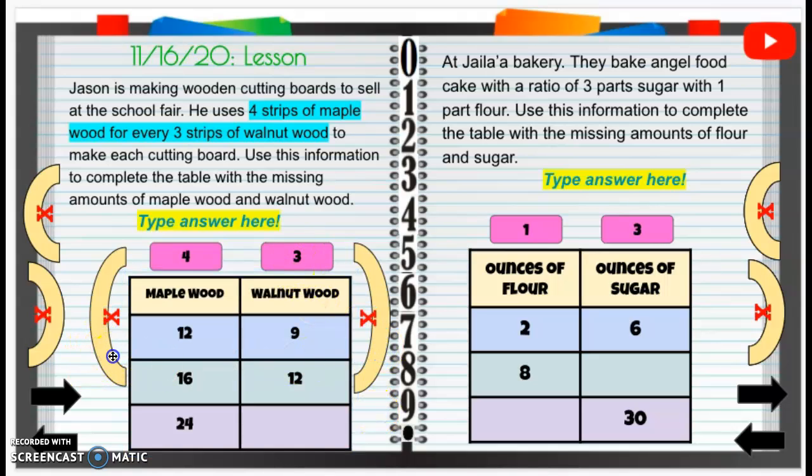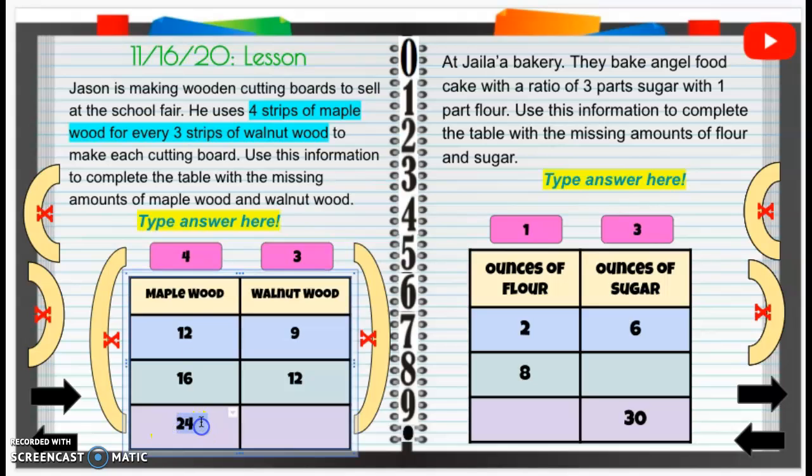Now we're going to extend our noodles all the way to the last row. All right, so 3 times what equals blank? Oh, we're going to have to look at the other side because this is a blank. So let's say, okay, 4 times what number equals 24? Well, I know 4 times 5 is 20. What about 4 times 6? Yeah, 4 times 6 is 24.